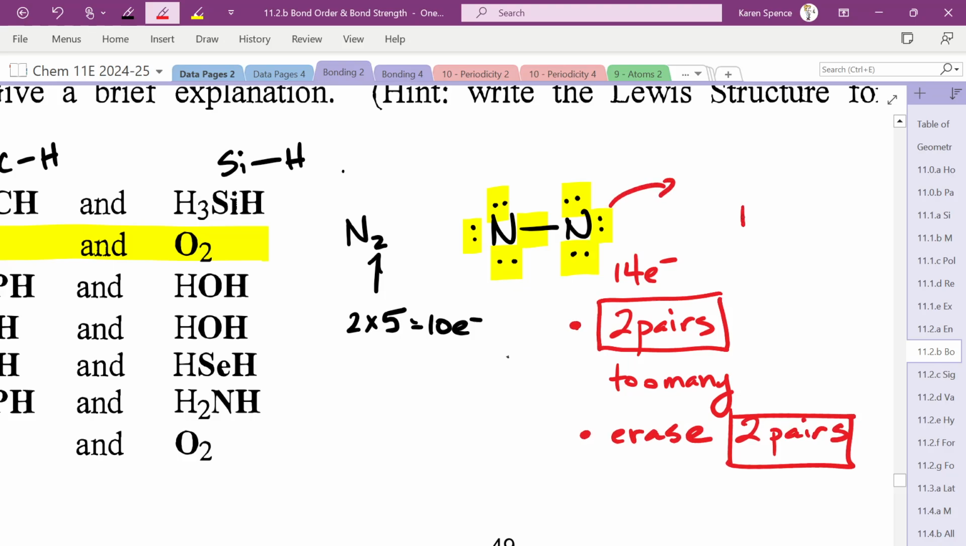So what that's going to look like is I'm going to have an N and an N, and I'm still going to have these guys here. Because this is diatomic, it doesn't matter which one I erase them from. Normally we would erase from the central atom. There is no central atom you can pick. You could erase them both from one of them and do it like that, or you could erase from the other, like that.